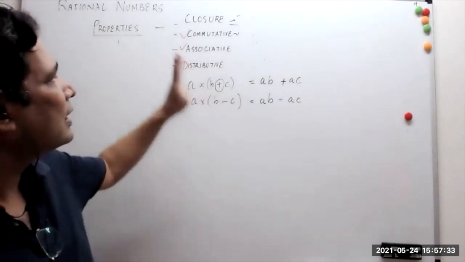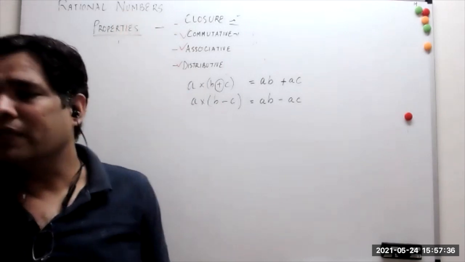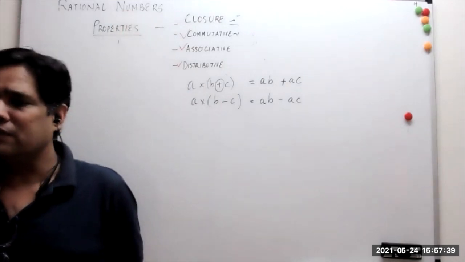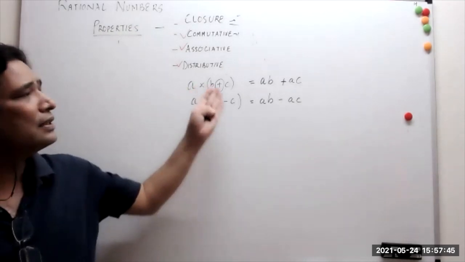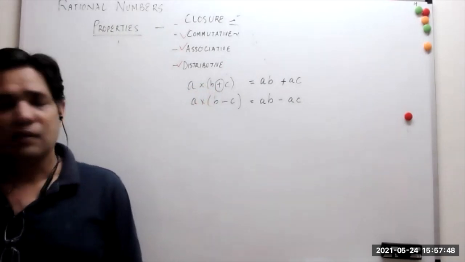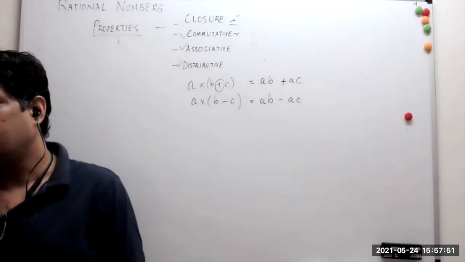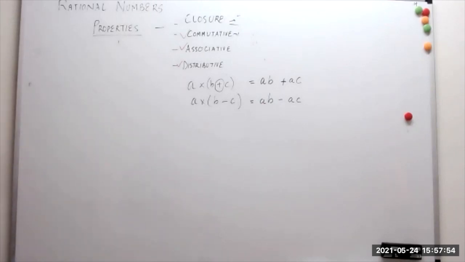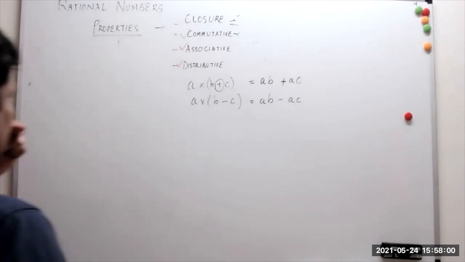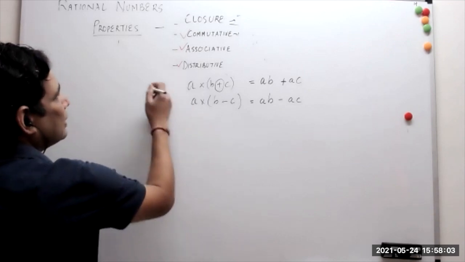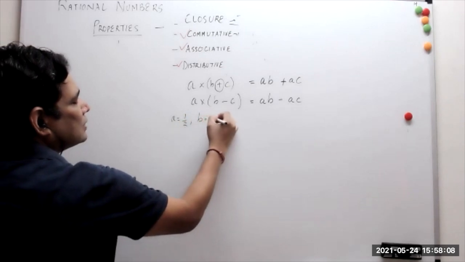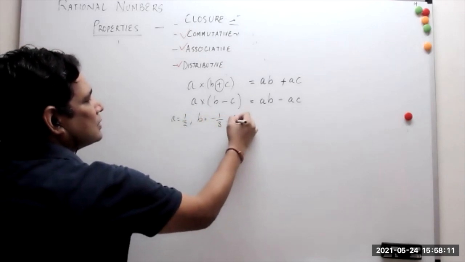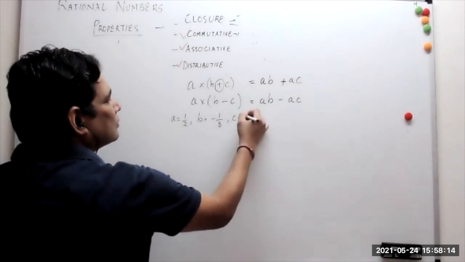Now, coming to rational numbers, this rule is very valid even in the case of rational numbers. That means if you take any three rational numbers A, B, and C, they would follow this. So say for example, again, we take the same example, A as 1 by 2, B as negative 1 by 3, and C as 1 over 4.